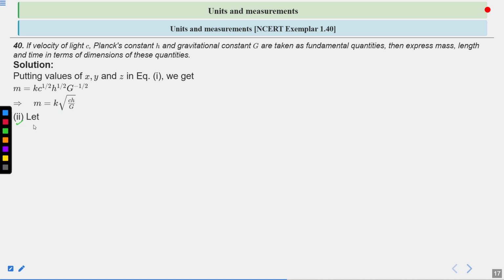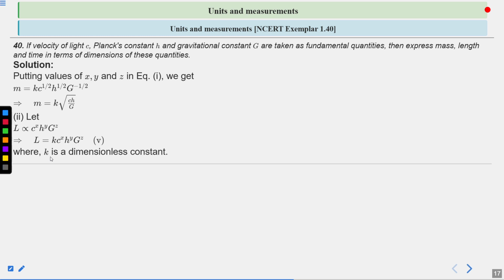Second, let L be directly proportional to c raised to the power x, h raised to the power y and G raised to the power z. Removing the proportionality sign, there is a constant k, so L is equal to k c^x h^y G^z. Let this be equation 5, where k is a dimensionless constant.